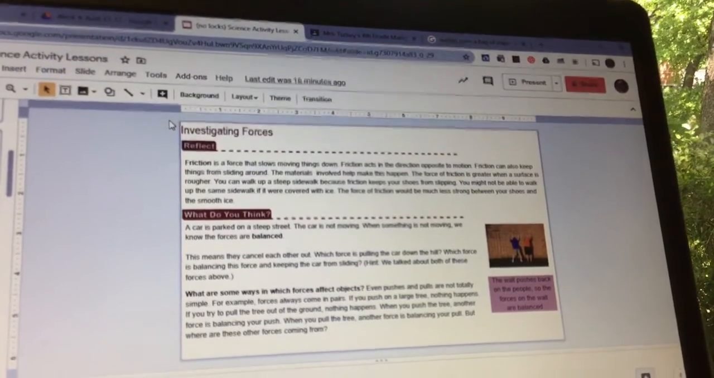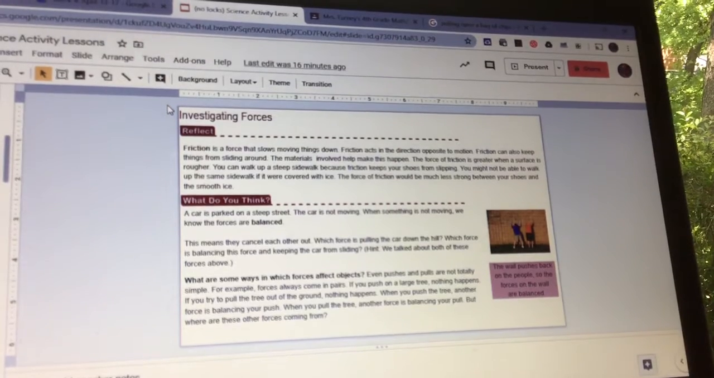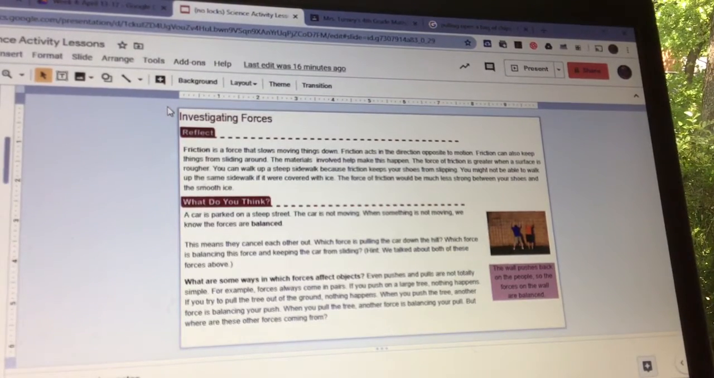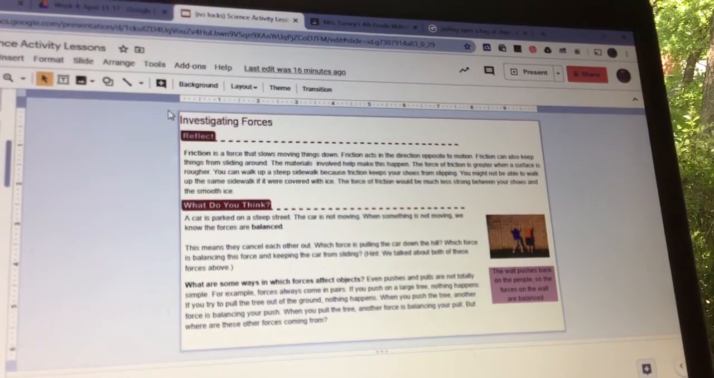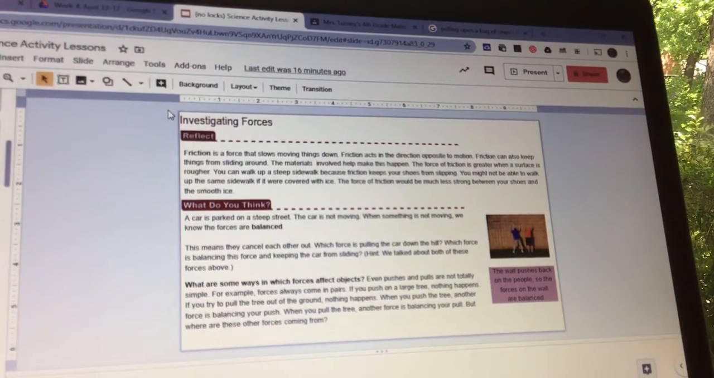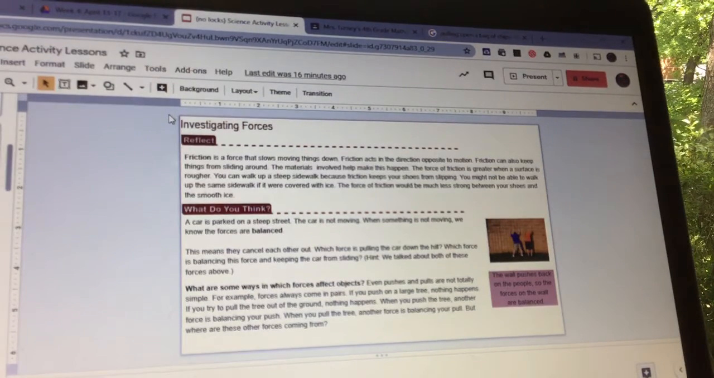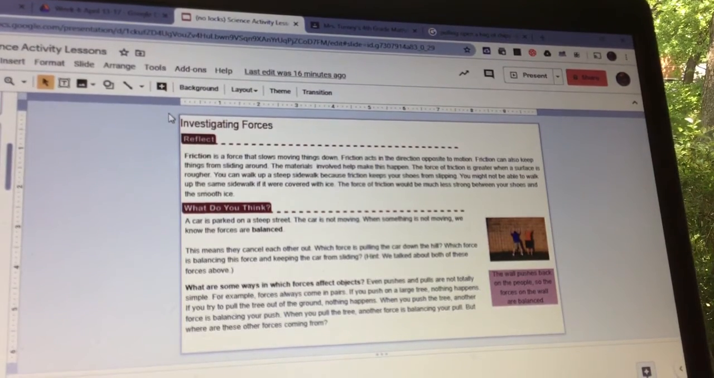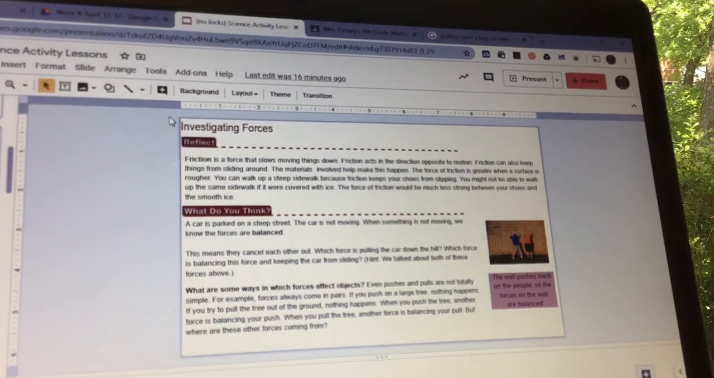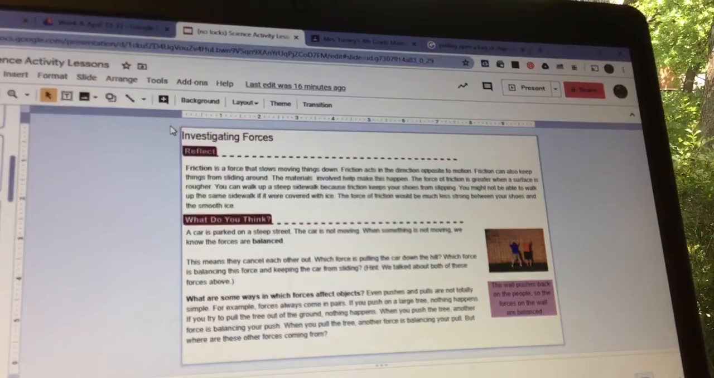All right, reflecting on friction. Friction is a force that slows moving things down. Friction acts in the direction opposite to the motion. Friction can also keep things from sliding around. The materials involved help make this happen. The force of friction is greater when a surface is rougher. You can walk up a steep sidewalk because friction keeps your shoes from slipping. So you have the rubber on the bottom of your shoes.